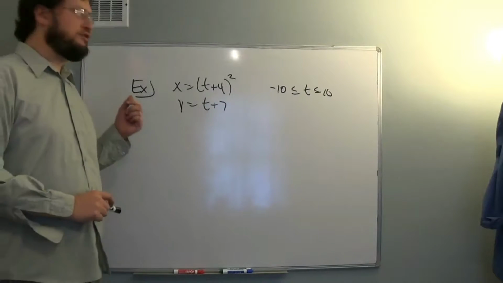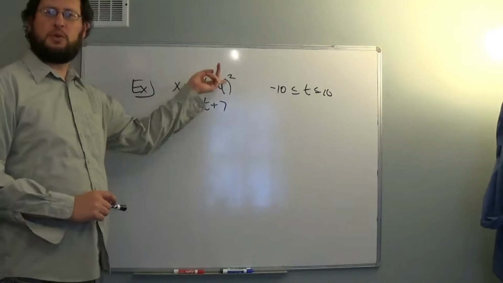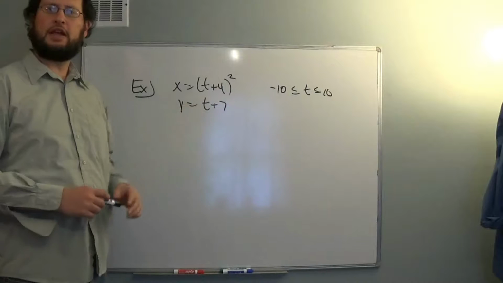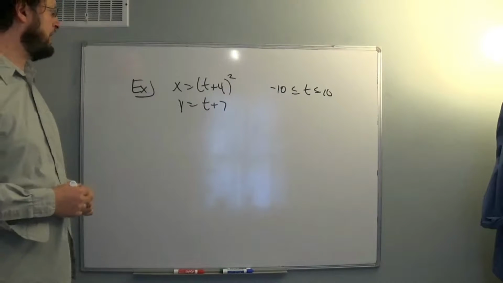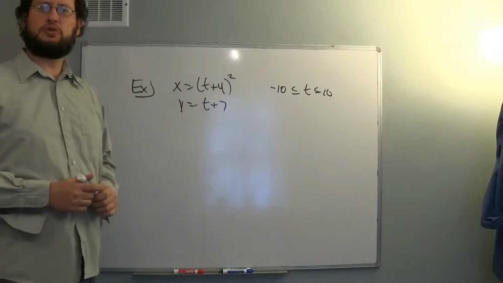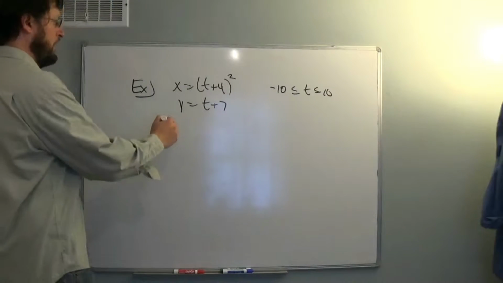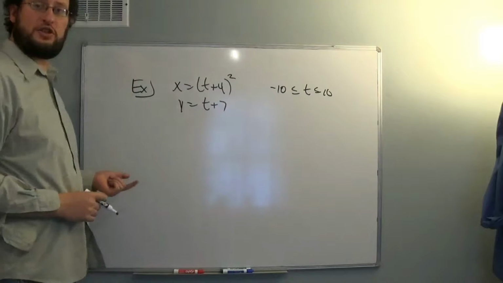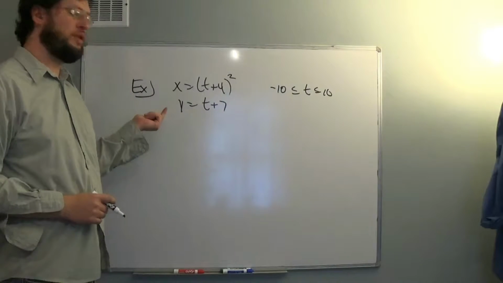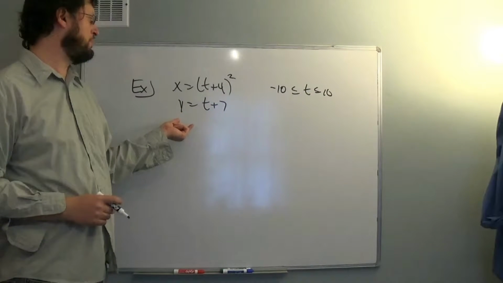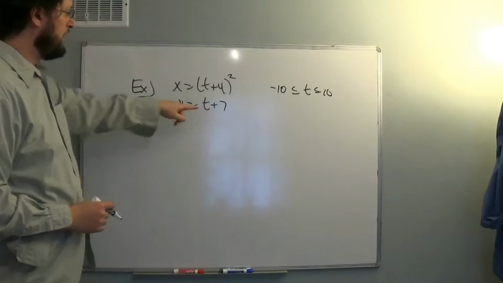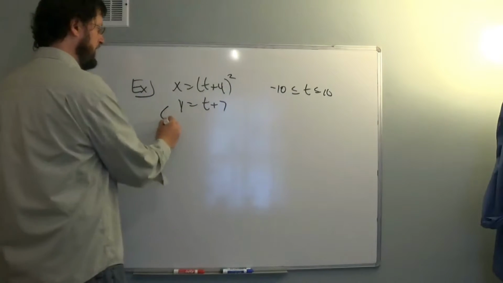Let's consider the parametric equations x equals (t plus 4) squared, y equals t plus 7. We'll begin by eliminating the parameter to get an equation involving just x and y to describe the curve. So we have essentially the same strategy every time we want to do this. We would like to solve for t and then plug it into the other variable. It's much easier to solve for t down here.